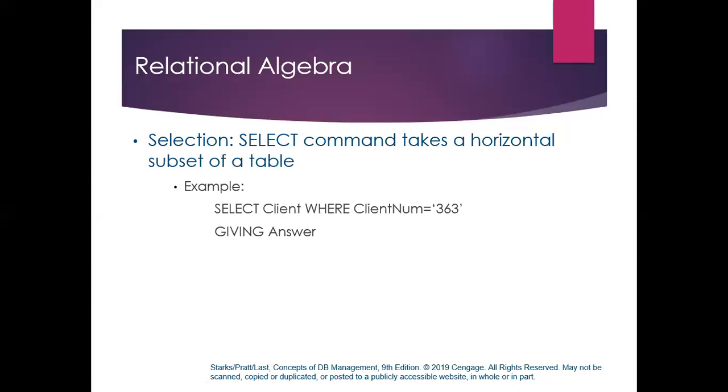The select command retrieves certain rows from an existing table, based of course on user-specified criteria, and saves them as a new table. The select command includes the word where followed by a condition. An example of a select command would be: select client where client number equals 363. So what this command does is it selects the client number 363 from the client table.